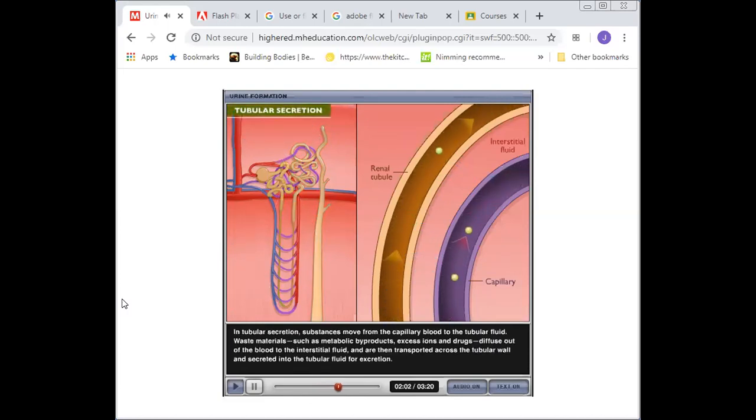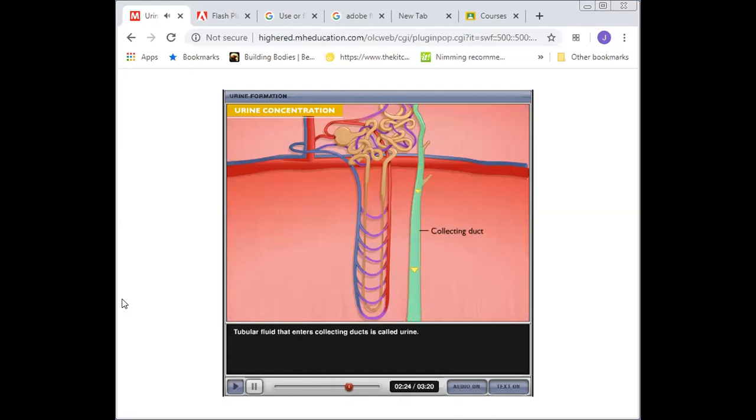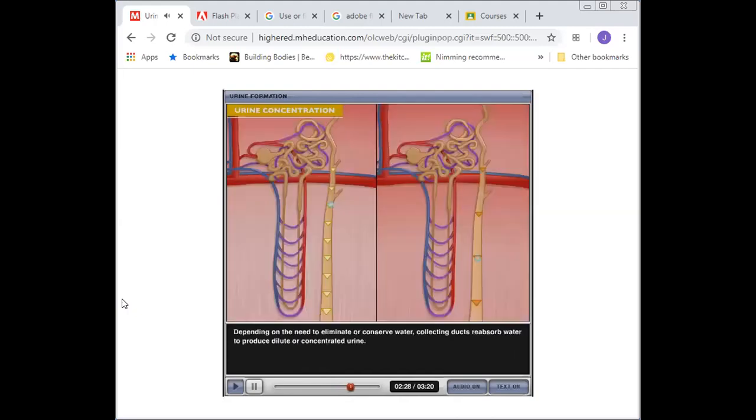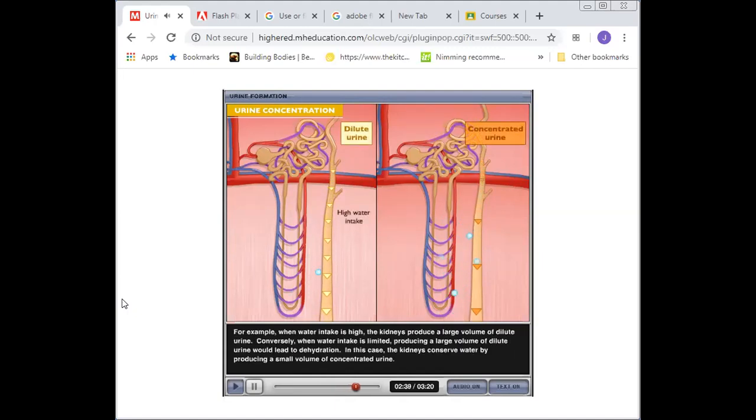In tubular secretion, substances move from the capillary blood to the tubular fluid. Waste materials, such as metabolic byproducts, excess ions, and drugs, diffuse out of the blood to the interstitial fluid and are then transported across the tubular wall and secreted into the tubular fluid for excretion. Tubular fluid that enters collecting ducts is called urine. Depending on the need to eliminate or conserve water, collecting ducts reabsorb water to produce dilute or concentrated urine. For example, when water intake is high, the kidneys produce a large volume of dilute urine. Conversely, when water intake is limited, producing a large volume of dilute urine would lead to dehydration. In this case, the kidneys conserve water by producing a small volume of concentrated urine.